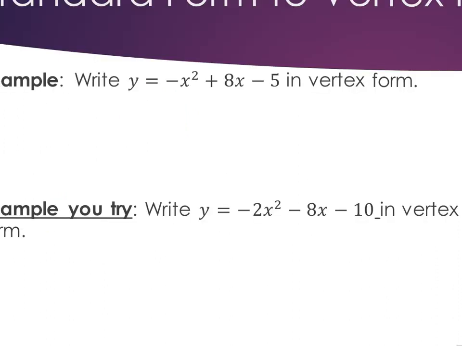If we look at the next type of problem, it says we're going to write y equals -x squared plus 8x minus 5 in vertex form. Okay, so to write it in vertex form, we are just going to do the exact same steps. So the first thing we'll do is we'll find the h, which is the x-coordinate of the vertex. To find h, we do -b and divide it by 2 times a. So -8 divided by 2 times -1. And that does end up giving us +4.